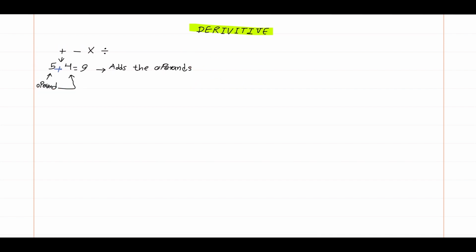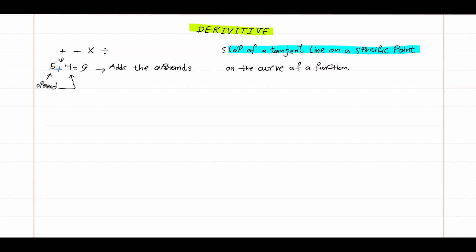The derivative, on the other hand, based on its definition, gives us the slope of a tangent line on a specific point on the curve of a function. This is the result of the operation when we operate with the derivative.